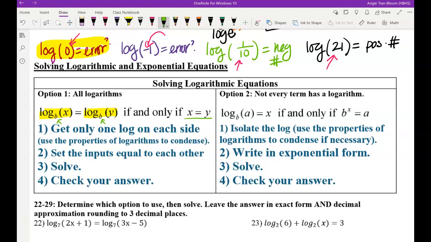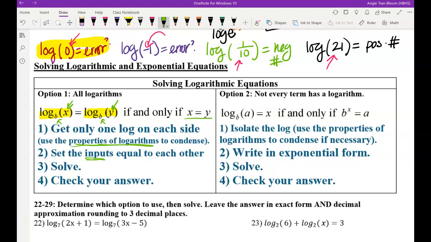So step number 1, get only 1 log on each side. Sometimes you will need to condense them by using the properties of logs. Get the input equal to each other. And then solve normally, but don't forget we have to plug your x back in and check. The reason we want to check is so that these numbers right here, students, are not 0 or negative.